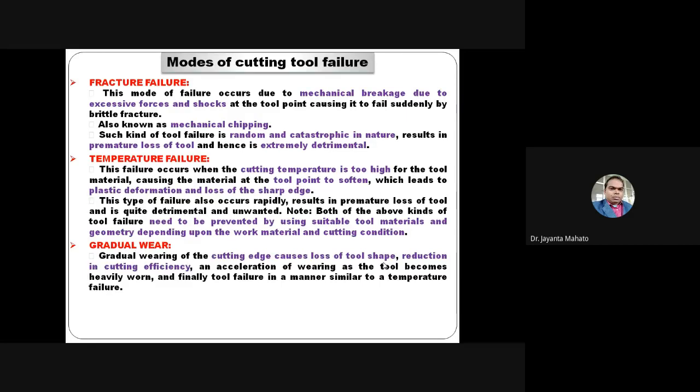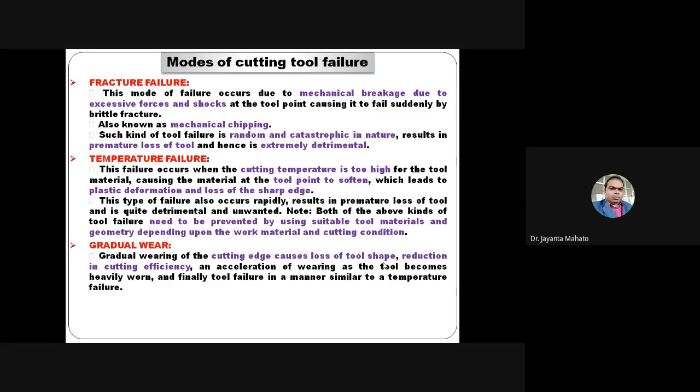Okay. And gradual wear of the cutting tool causes loss of the tool's shape, reduction in cutting efficiency, an acceleration of wear as a tool becomes heavily worn, and finally tool failure in a manner similar to a temperature failure. Means in temperature failure, the same type of failure will occur in this gradual failure. Means in this case gradually the surface of the tool, even the cutting edge of the tool, wears out.